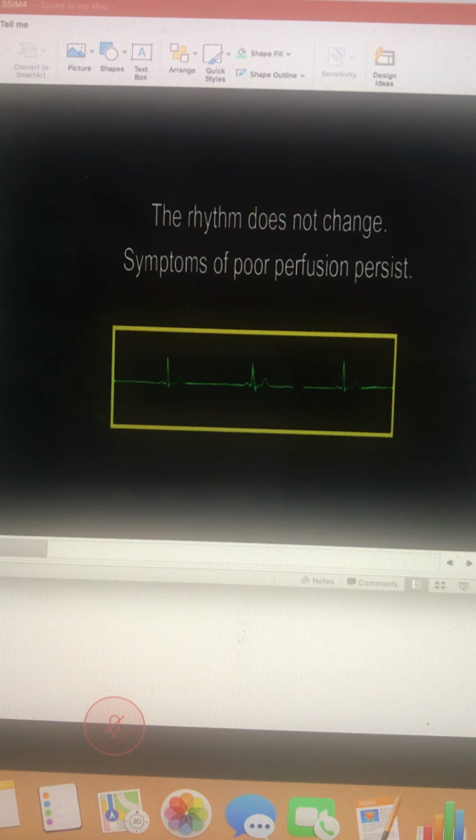So we're seeing a rhythm that hasn't changed after atropine, and the poor perfusion assessment is still being maintained. So what will we want to do for a patient that's bradycardic and not responding to atropine? Transcutaneous pacing. Diana? We'll have to check what the causes are of the patient being bradycardic, and if it's not responding to atropine, transcutaneous pacing maybe. Okay, good. That would be your next step.